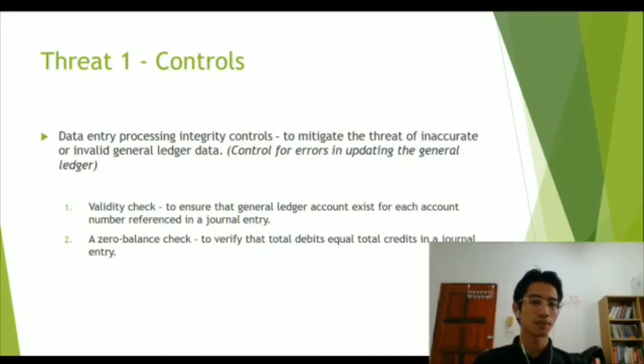So the first control is the validity check. It is to ensure that the general ledger account exists for each account number referenced in a general entry. The second one is a zero balance check. It is to verify that total debits equal total credits in a journal entry.